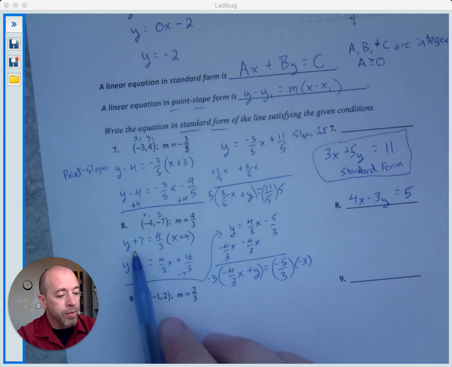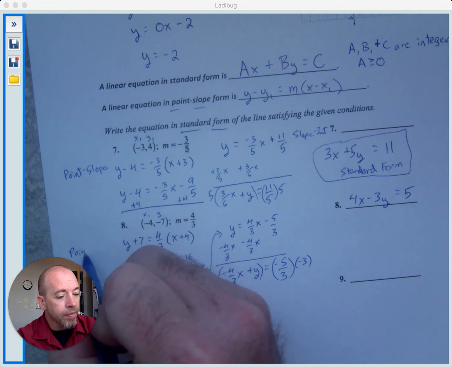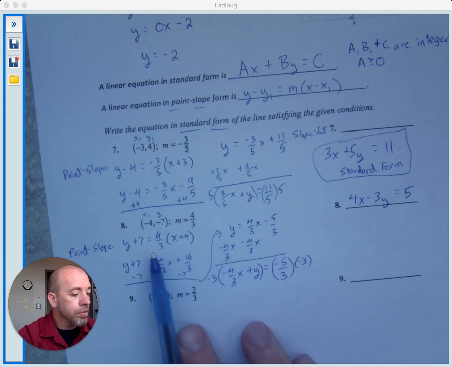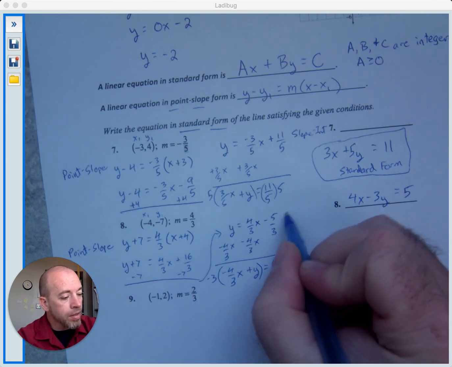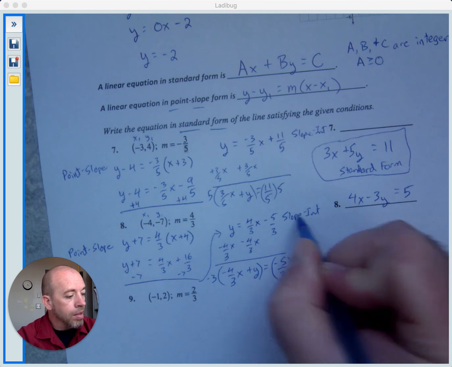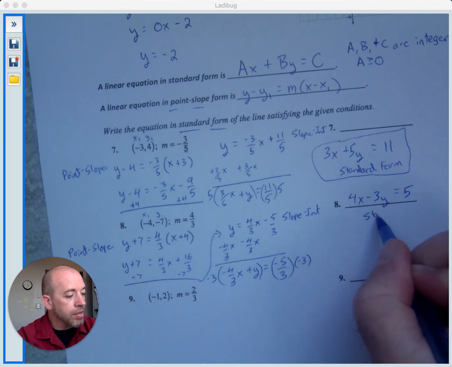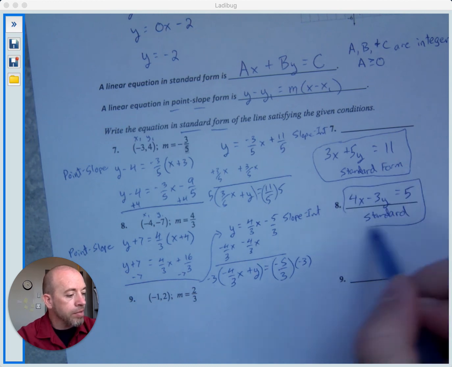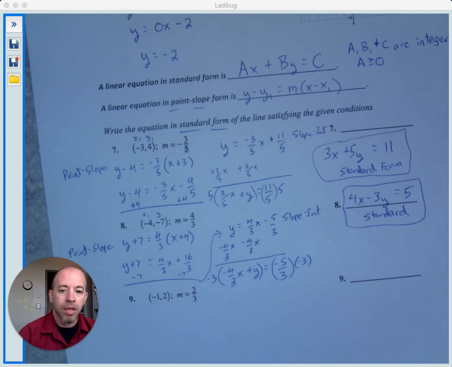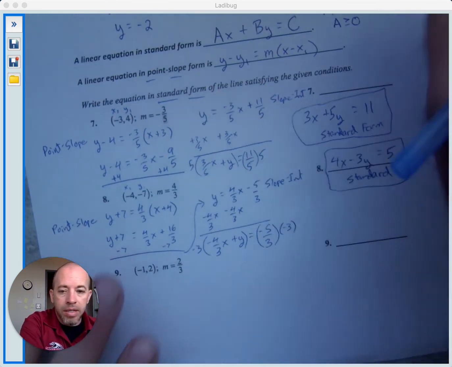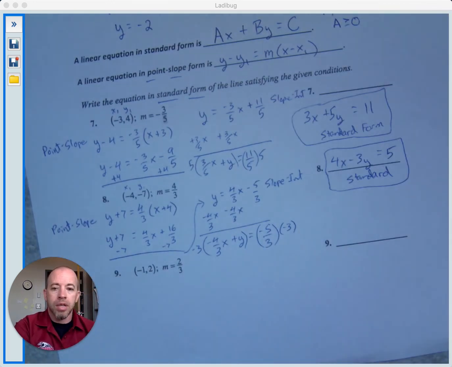Again, we went from point-slope to slope-intercept. Finally, we got to standard form. And that would be my answer in standard form. Alright, we have one more of these to do on this page. It might be a good time to pause and see if you could do this yourself.